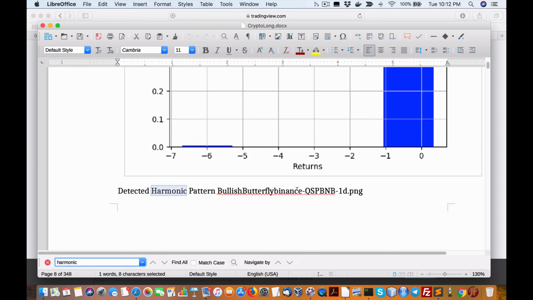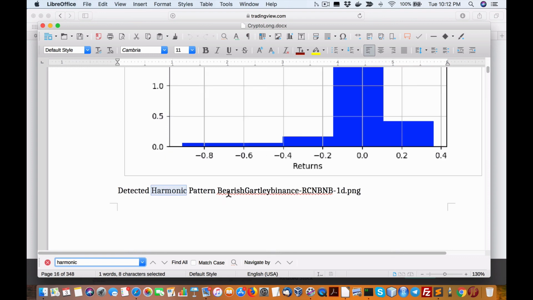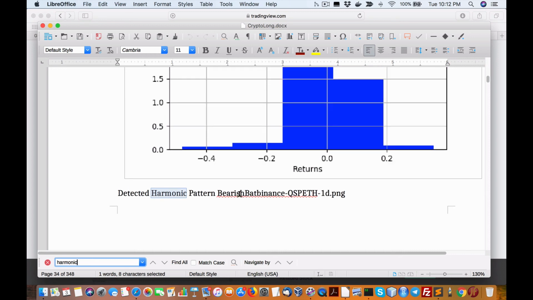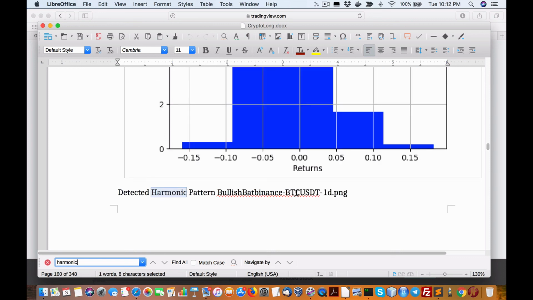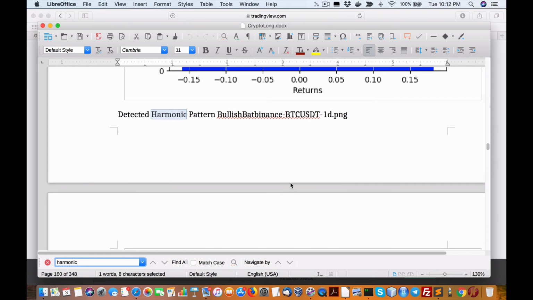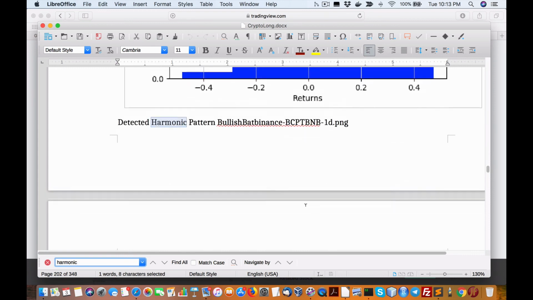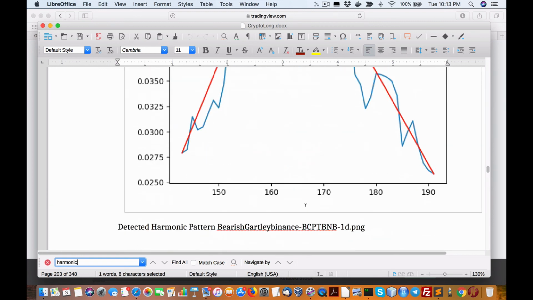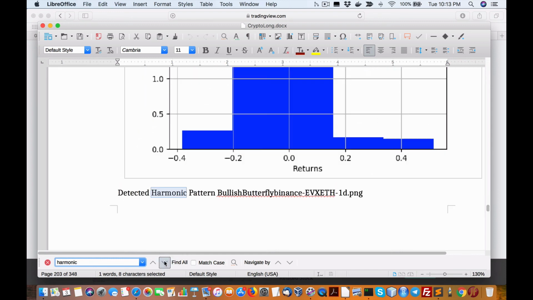Okay, so QSP BNB we've looked at. We want bullish. RCN, VIB Ethereum, QSP Ethereum. That's bearish, bearish. BTC, so we've already looked at Bitcoin. BCPT BNB. This what kind of bullish? That's a bearish. Bullish EVX Ethereum.